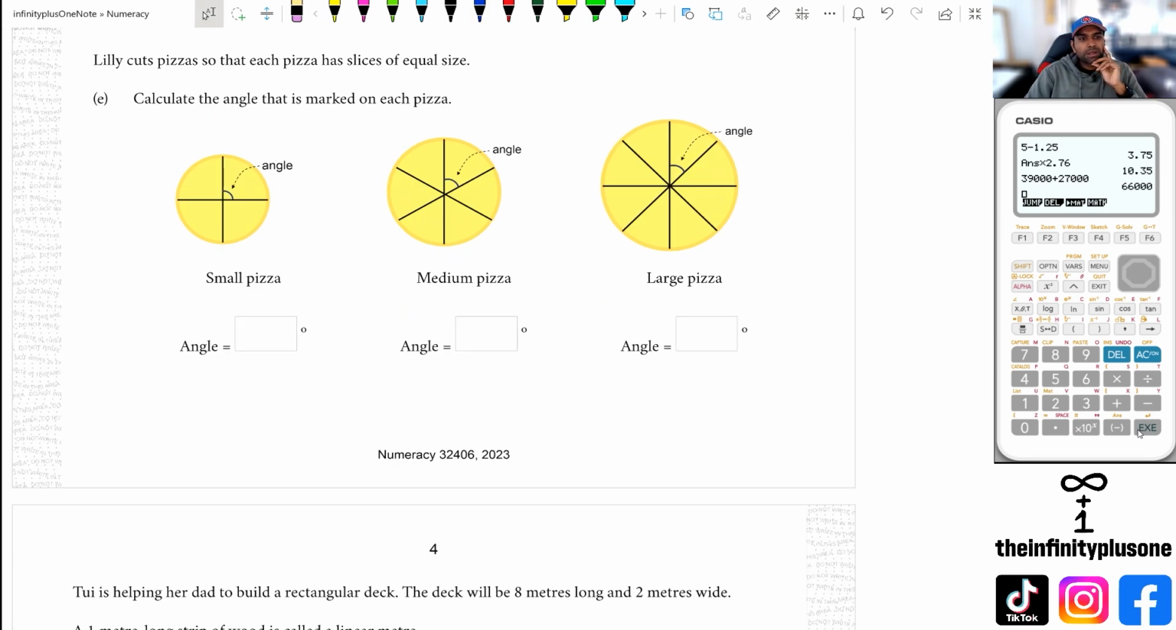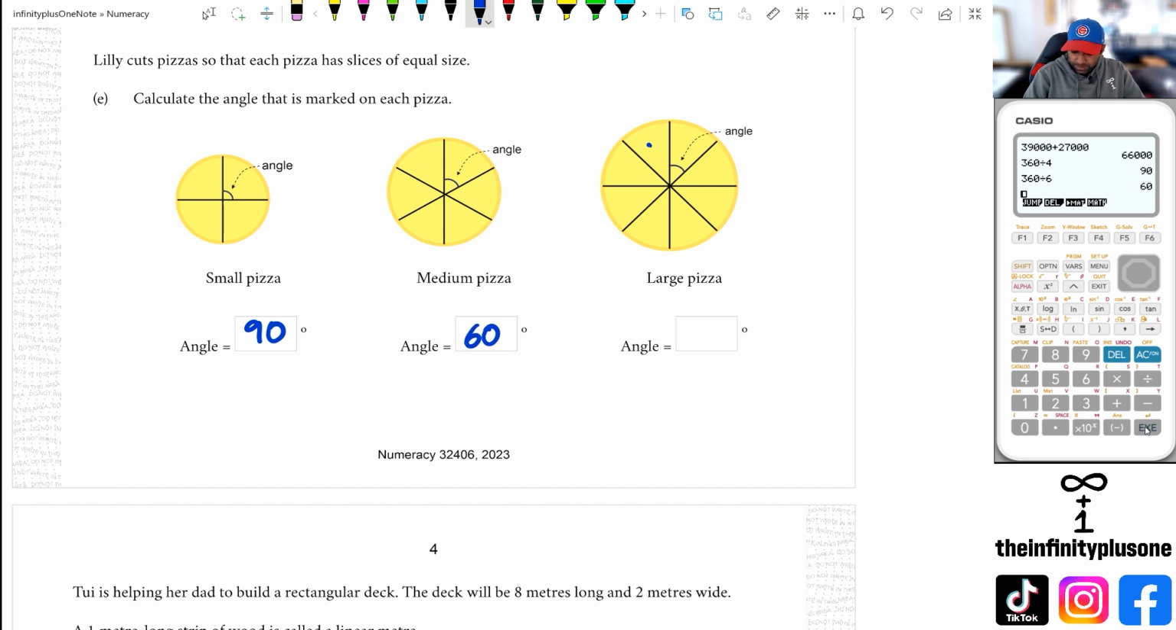Right, so the next question, what we have is Lily's cutting this pizza. We've got equal size pieces, calculate the angle. So the first thing to remember is that all the angles around a point add up to 360 degrees. So for the first small pizza, I'm going to take 360 degrees and divide it by 4. When I do that, I get 90 degrees. Then I'm going to do it for the medium pizza. The medium pizza is getting divided into 6 pieces. So 360 divided by 6 is going to give me 60 degrees.